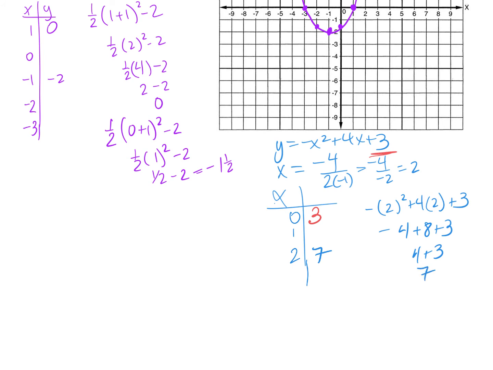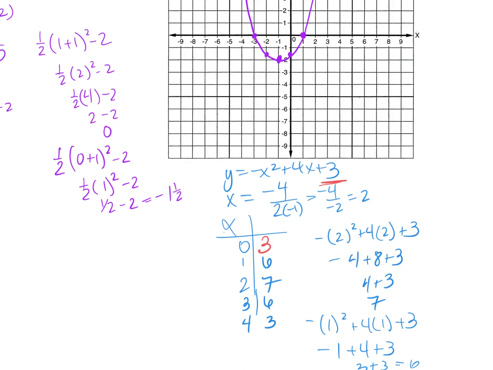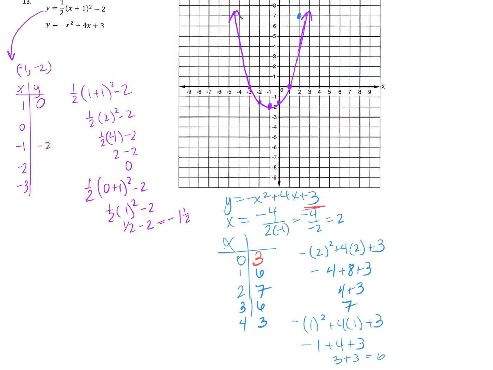And then let's plug in 1. -(1) squared plus 4 times 1 plus 3. That's -1 plus 4 plus 3. 3 plus 3 equals 6. And then I could do 3 and 4. I get 6 and 3. Then I'm going to graph this table: 2, 7. And then 1, 6. 0, 3. And then those reflect. And this point reflects.